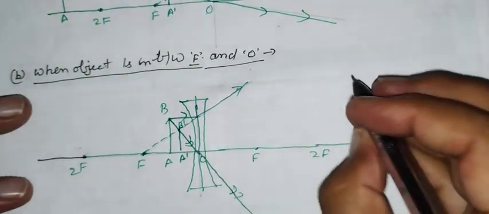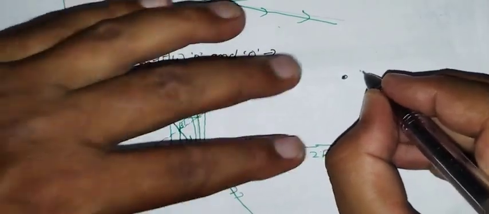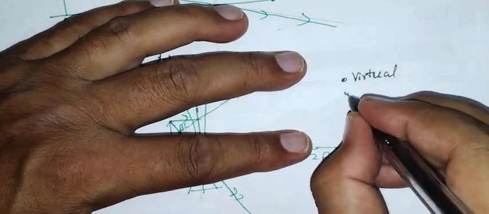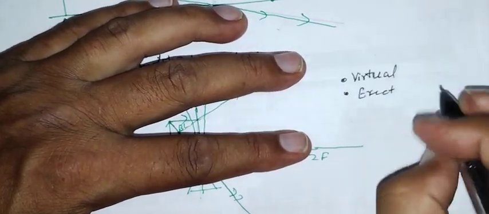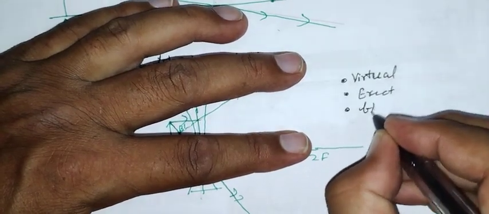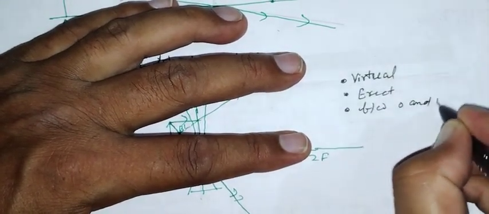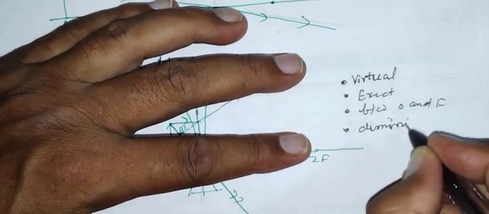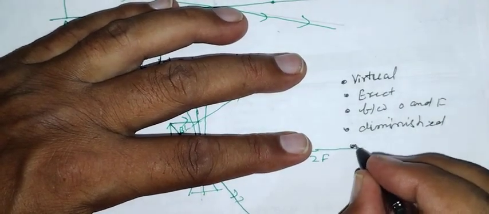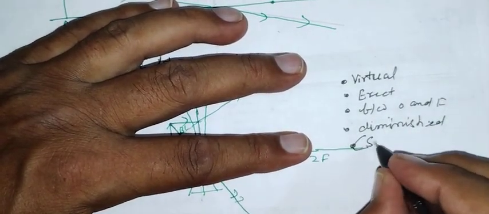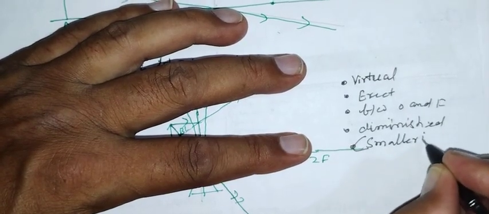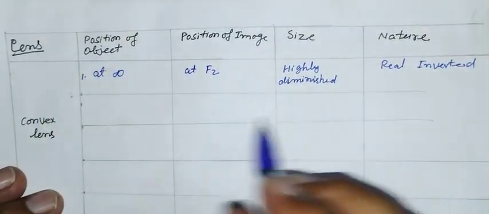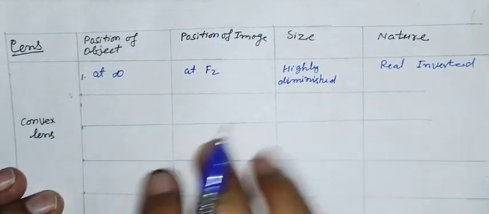So to see the characteristics here: virtual, erect, between O and F, diminished, smaller in size. Diminished is called smaller in size. So the whole image formation we have taken in tabular form.